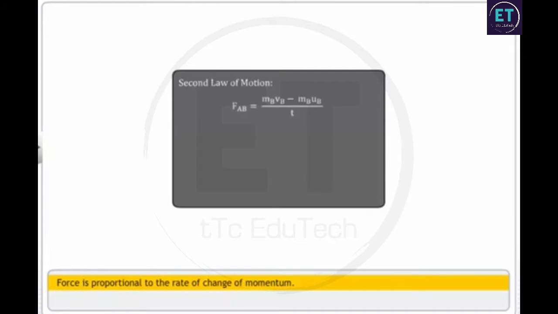According to the second law of motion, force is proportional to the rate of change of momentum. Upon collision, the force exerted by A on B, FAB, is equal to MB multiplied by (VB minus UB) divided by T. Similarly, the force exerted by B on A, FBA, is equal to MA multiplied by (VA minus UA) divided by T.